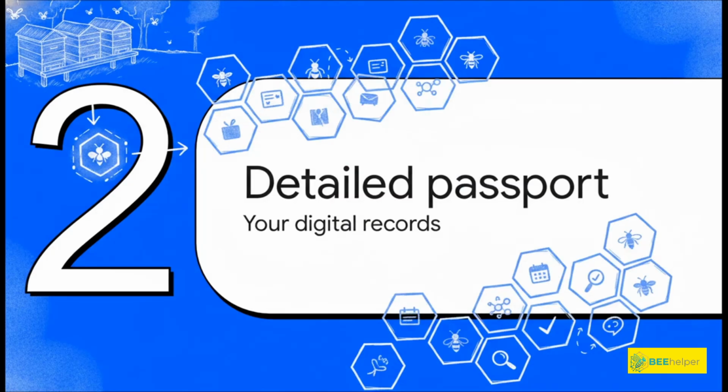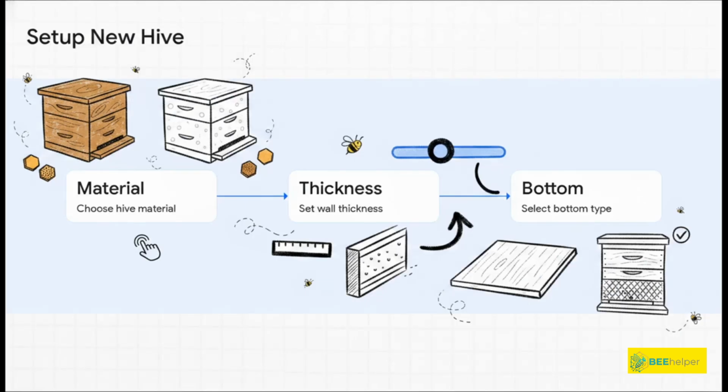Moving right along to part 2, the detailed passport of each hive, or your digital records. Let's zoom in from that high-level yard view down to the individual hive. Creating a new digital hive passport in the system is incredibly simple. There's no tedious typing involved. You literally just choose the material, like wood or poly, adjust the wall thickness with a quick slider, and pick your bottom board type, like solid or screened. Boom! A perfect digital twin of your hive is created in seconds.